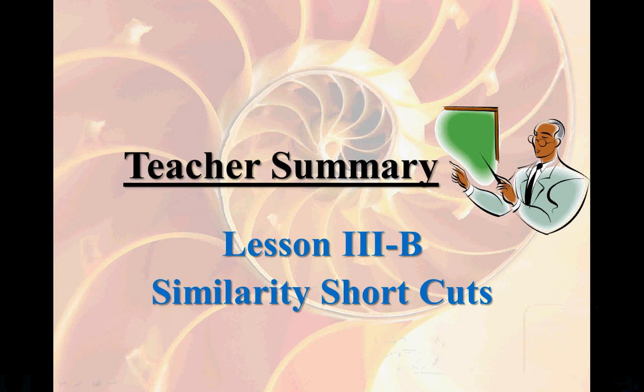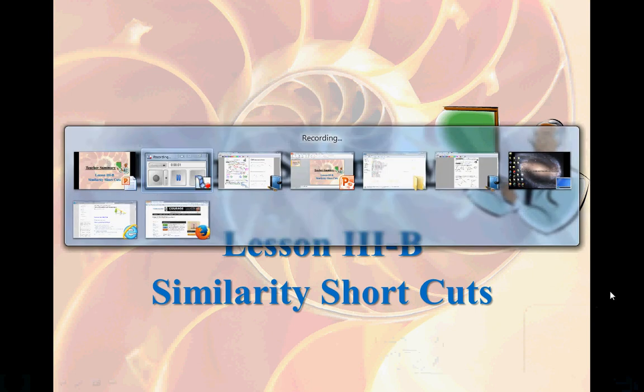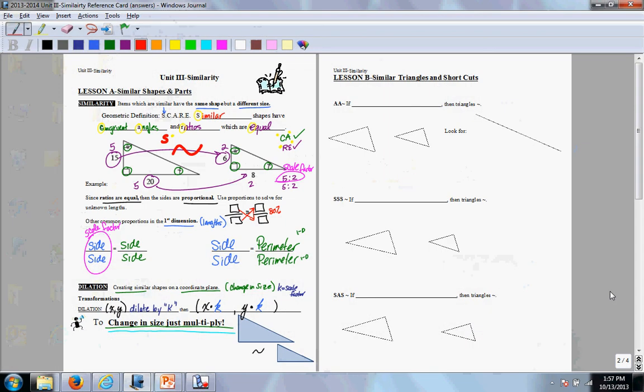Students, this is a teacher summary for Unit 3, Lesson B, Similarity Shortcuts. You want to be on the right-hand side of your reference sheet that you just got.